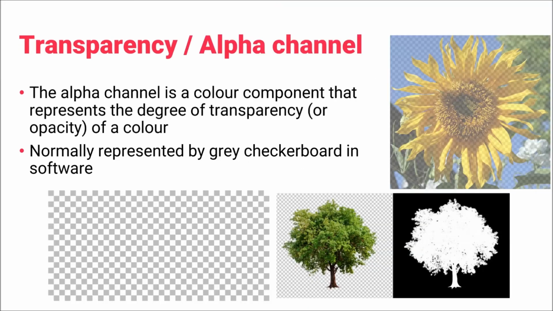Another concept that's going to come up quite a lot is transparency. It's also referred to as the alpha channel of an image. The alpha channel is a color component that represents the degree of transparency or opacity of a color. Digital displays are normally made up of 3 colors: RGB, red, green, and blue.